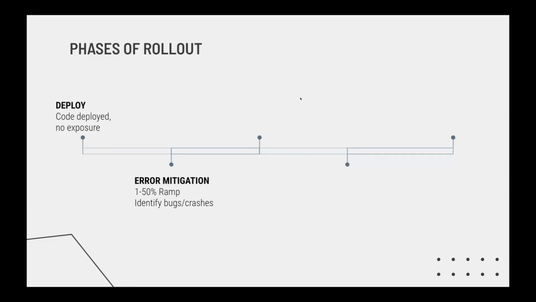Our goal in all of that is what I would call error mitigation. We're trying to make sure that if we've missed something, it has the least impact possible. You'll hear this called limiting the blast radius. If there is something we missed, and invariably now and then we're going to miss something, we want to catch it before we roll it out to everybody.